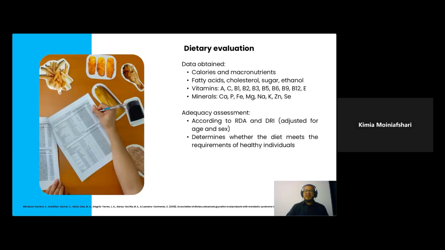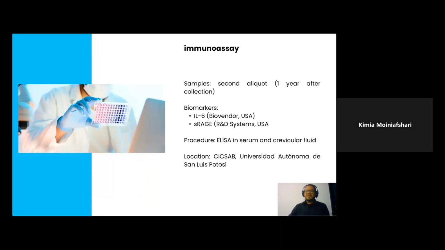All nutrient intakes were compared against the recommended dietary allowance and dietary reference intake, adjusted for age and sex. This evaluation determined whether each participant's diet met the nutritional requirements expected for healthy individuals. For biomarker analysis, we used a second aliquot for samples collected 1 year after the initial phase.